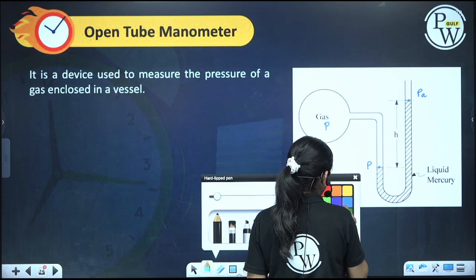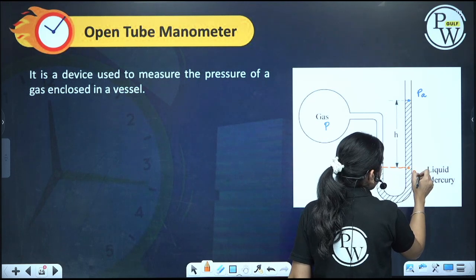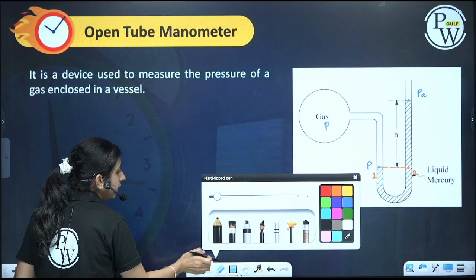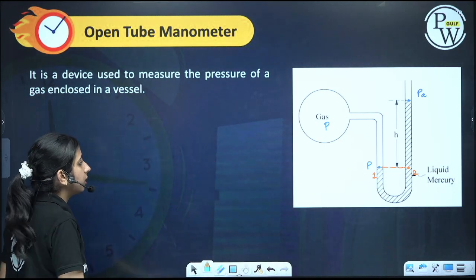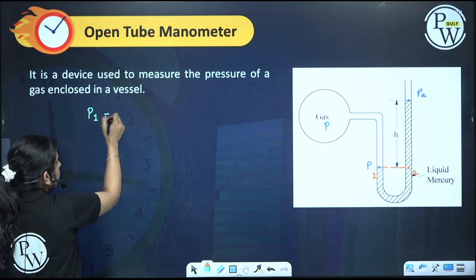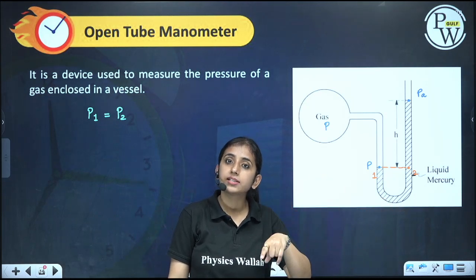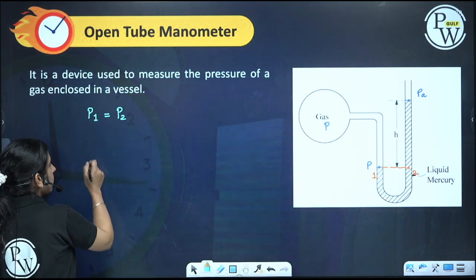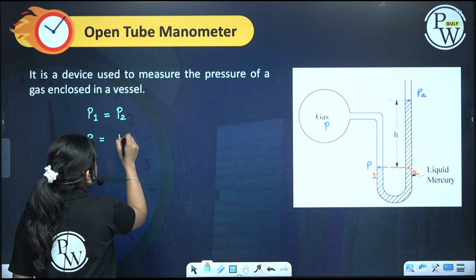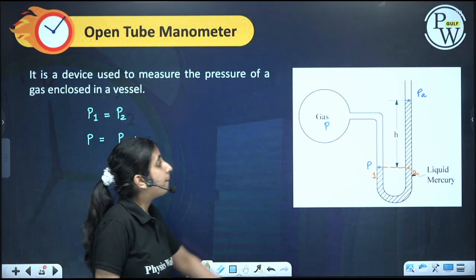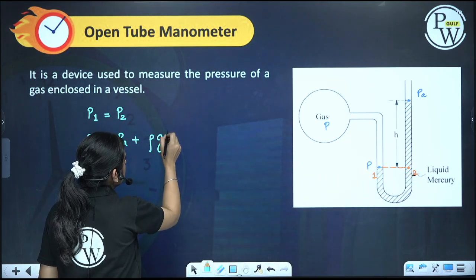Now we consider 2 points at the same height. One is this point and the other is this point, point number 2. We can take any liquid in this tube, and here we have taken liquid mercury. Pressure at 1 and 2 will be equal, because pressure at any 2 points at the same horizontal level in the same liquid is the same. P1 will be equal to P2. P1 is equal to P, the pressure due to the gas. P2 is P atmospheric plus the pressure due to this h height column of mercury, so P atmospheric plus rho gh.